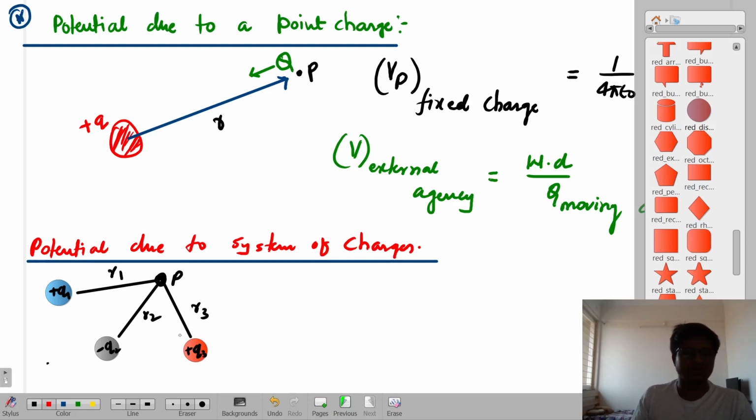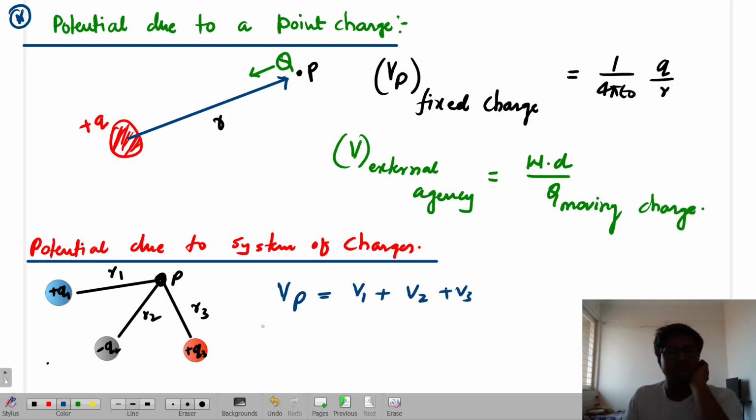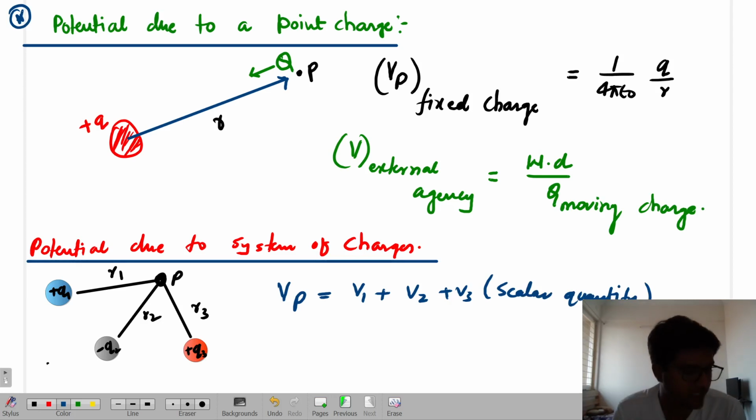As all these charges are scalar quantities, the potential at P will be simple: potential due to 1 plus potential due to 2 plus potential due to 3, isn't it? Because it is a scalar quantity. Superposition, but without the vector sign. Why? Because all these are scalar quantities and they can be added or subtracted normally. Are you able to get me?